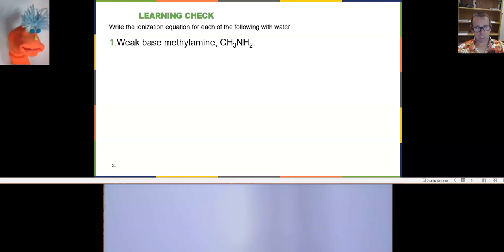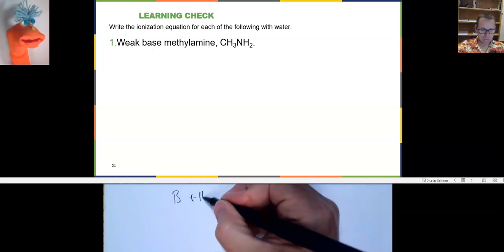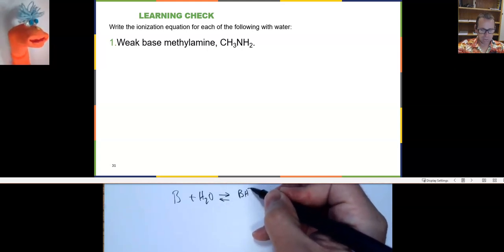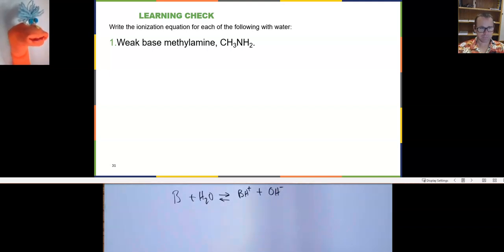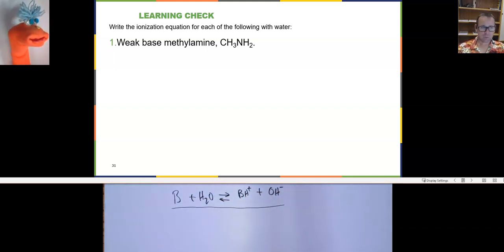We're told that it's a weak base. Methylamine, CH3NH2. If it's a weak base, do you remember how we said weak bases behave? I don't really remember. Remember we said that the base, if it's a weak base, has to have a water molecule to interact with. Oh yeah, then it pulls away the proton. That's right. It takes away a proton. And what's left over? The hydroxide ion.